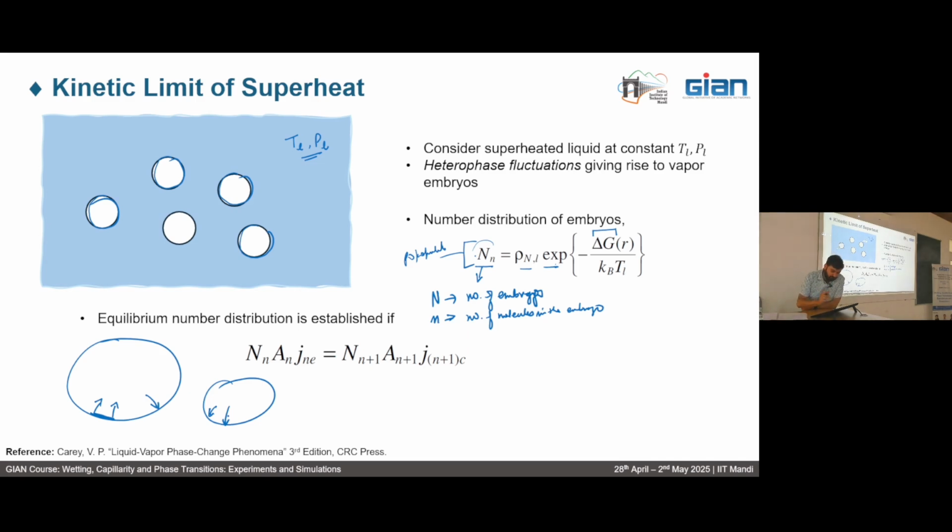So, for this equilibrium to be established, we can write that Nn, which is the number of bubbles having small n number of molecules, times An, the area of this interface, times Jn, the rate of molecules evaporating from that bubble, must be equal to the number of bubbles having n plus 1 molecules, times the area of those bubbles, times the rate at which the vapors condense onto the interface, so that at the end we have the same number of molecules of Nn. This is what the equilibrium definition is.